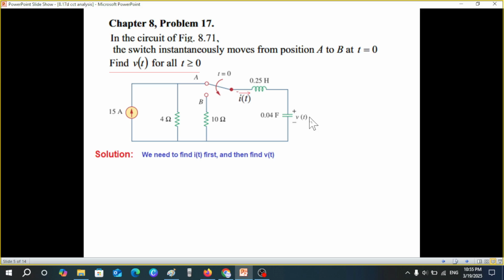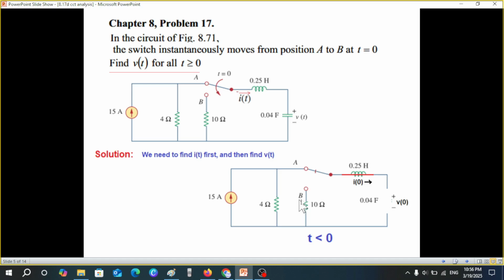Okay, so we need to find i(t) first to find v(t), because the question says find v(t). So if we can find the current i(t), when we say t, that means current at any time, and when we say v(t), then it is the voltage at any time. The general equation is what we actually have to find.